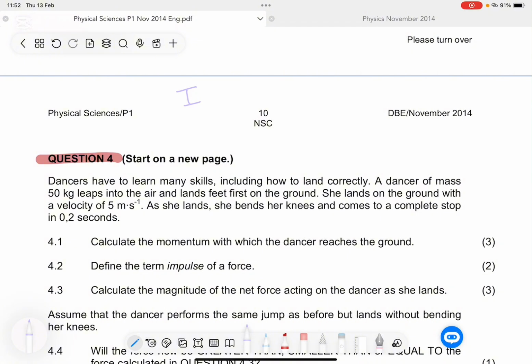Without further ado, I'll read the question. Dancers have to learn many skills, including how to land correctly. A dancer of mass 50 kg jumps into the air and lands feet first on the ground. She lands on the ground with a velocity of 5 meters per second. As she lands, she bends her knees and comes to a complete stop in 0.2 seconds.